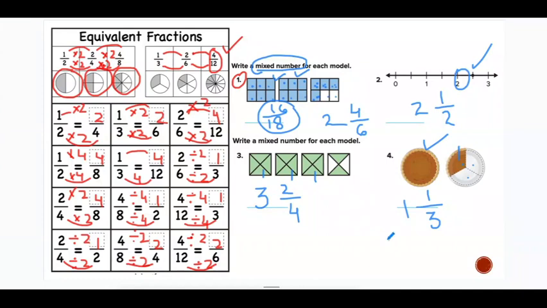I hope that you understand these types of questions. So we have learned how we can find the equivalent fraction. We have learned how we can write a number in mixed number form for the given models.